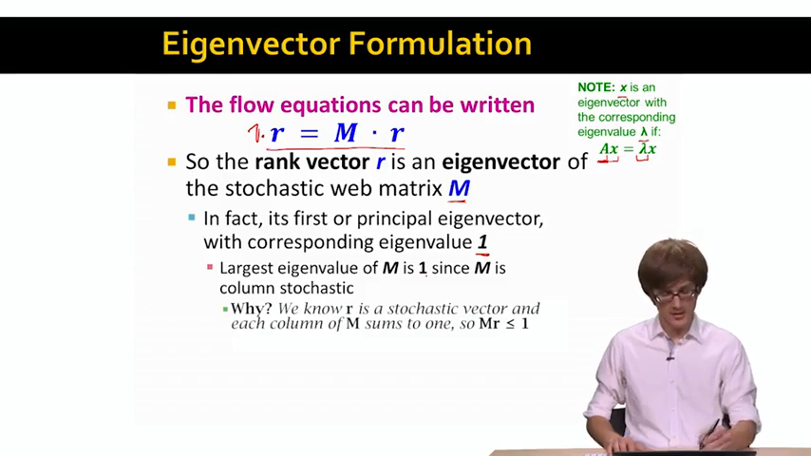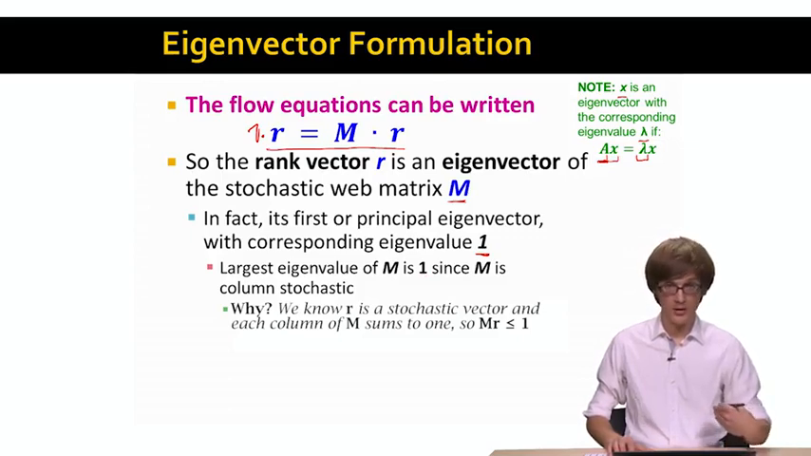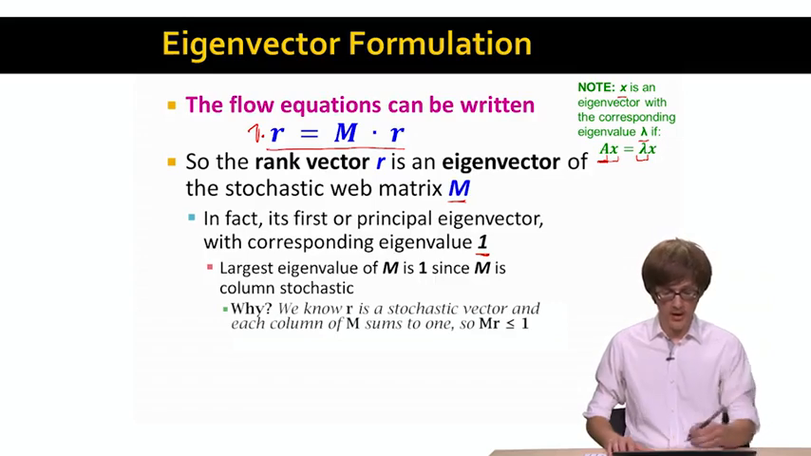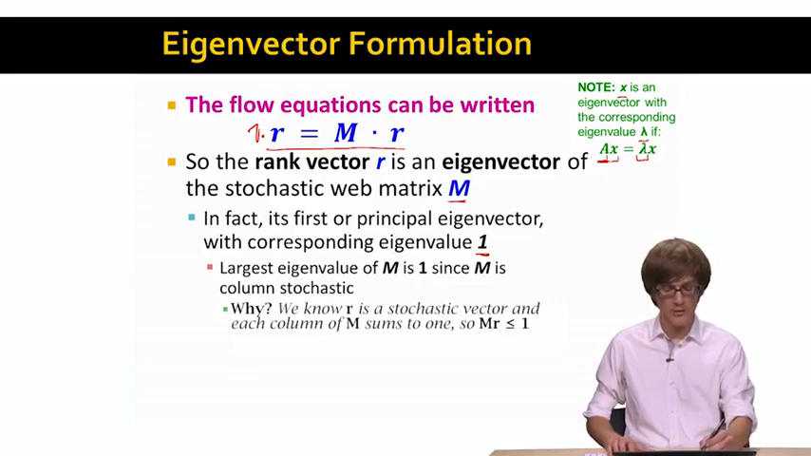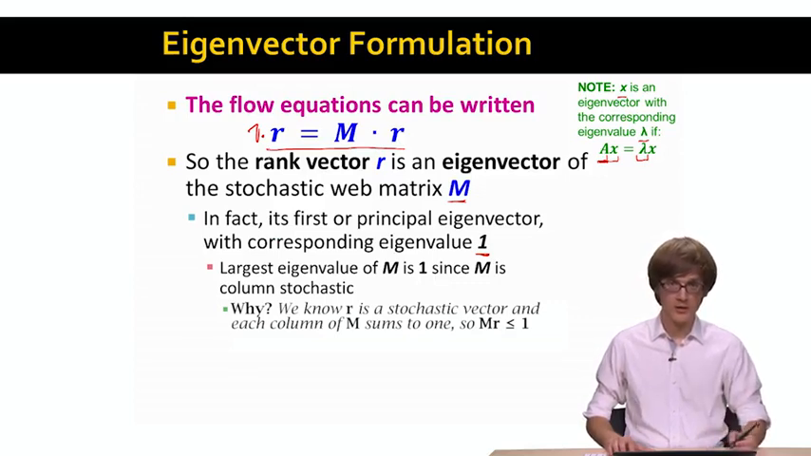Why is that the case? That's the case because vector R has unit length, meaning its coordinates are non-negative and they sum to 1. And each column of M also sums to 1. So M times R, the value of that dot product, will be at most 1. This means that the largest eigenvalue of our matrix is 1.